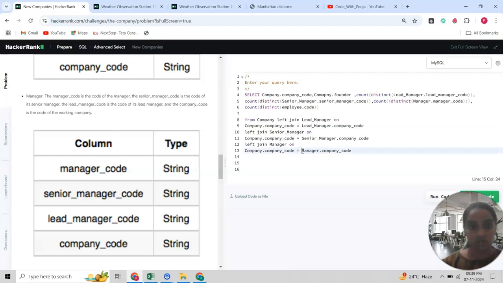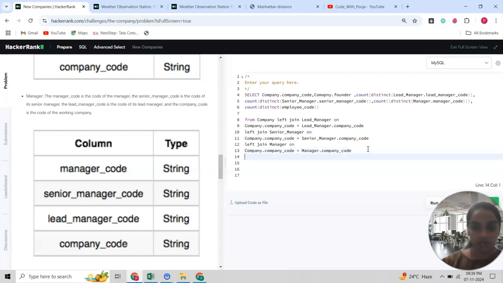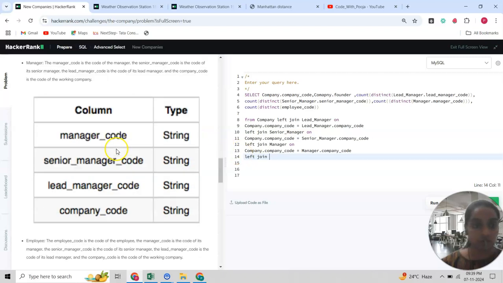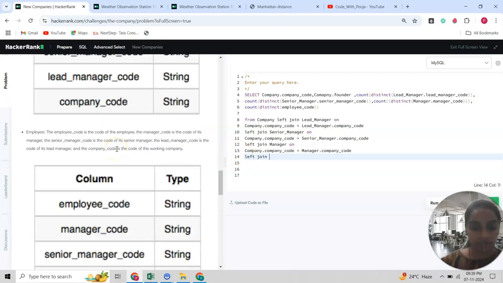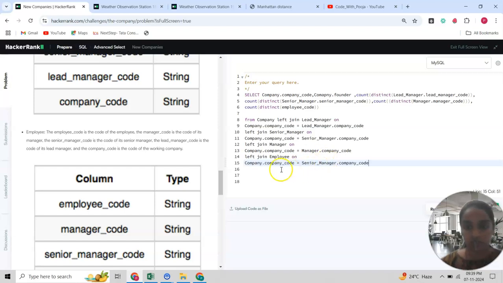will be the manager's company code, and then at last again left join this whole company, lead manager, senior manager tables summation with the next left join with the employee. Okay, so it's employee, as I'm left joining employee. Yeah, on what condition? Again the condition is the same. Now here it will be the employee's company code.